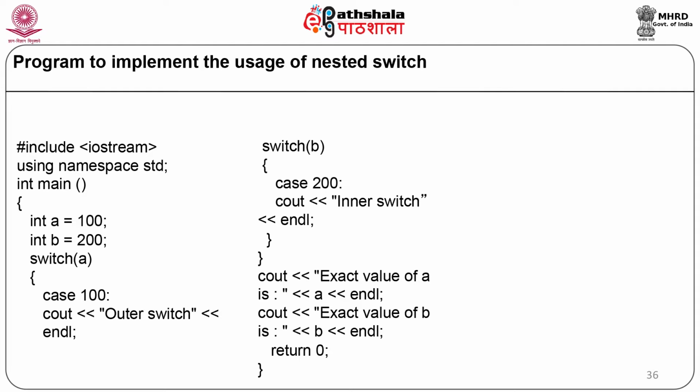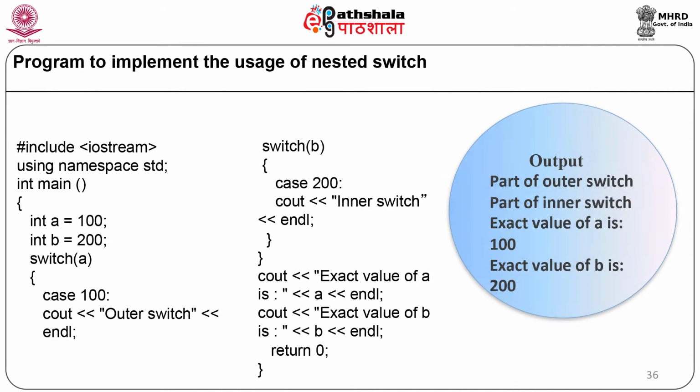When the above code is compiled and executed, it will produce the result as the part of outer switch, then it will display the message the part of inner switch, then it will display the message exact value of a is 100 and exact value of b is 200.